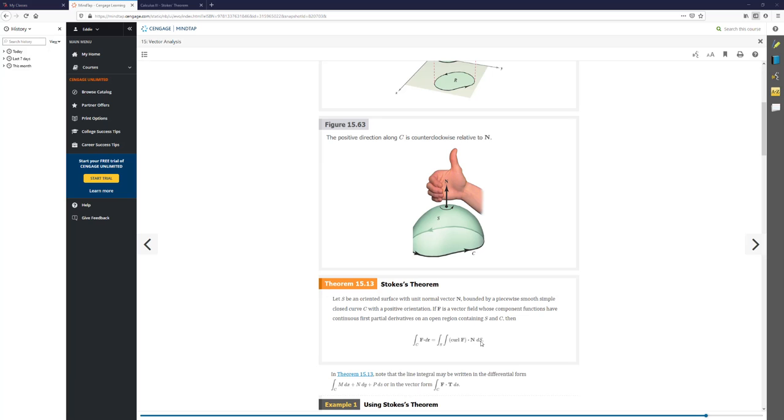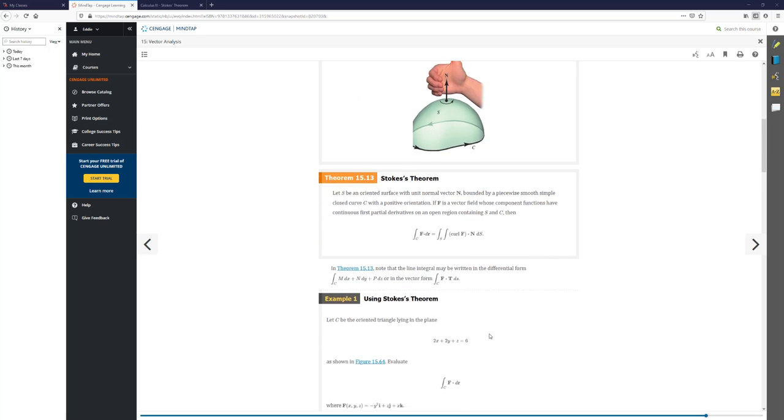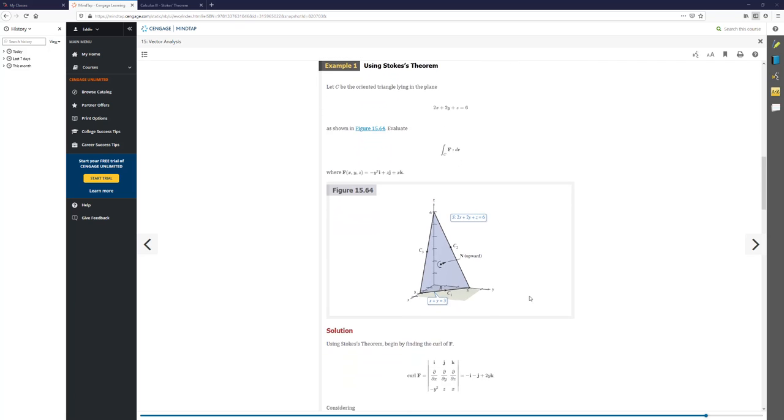Note that the line integral may be written in differential form, where we have M dx plus N dy plus P dz, or in the vector form. This is F dot T, that tangential vector, ds. I'm going to go through example 1 in the PDF, showing you how to use Stokes Theorem to find the answer.